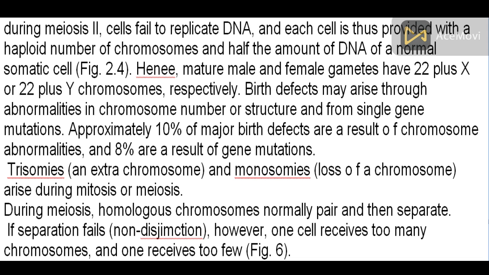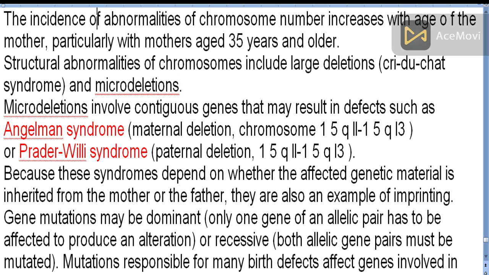During meiosis, homologous chromosomes normally pair and then separate. If separation fails, non-disjunction, however, one cell receives too many chromosomes, and one receives too few, Fig. 2.6. The incidence of abnormalities of chromosome number increases with age of the mother, particularly with mothers aged 35 years and older.